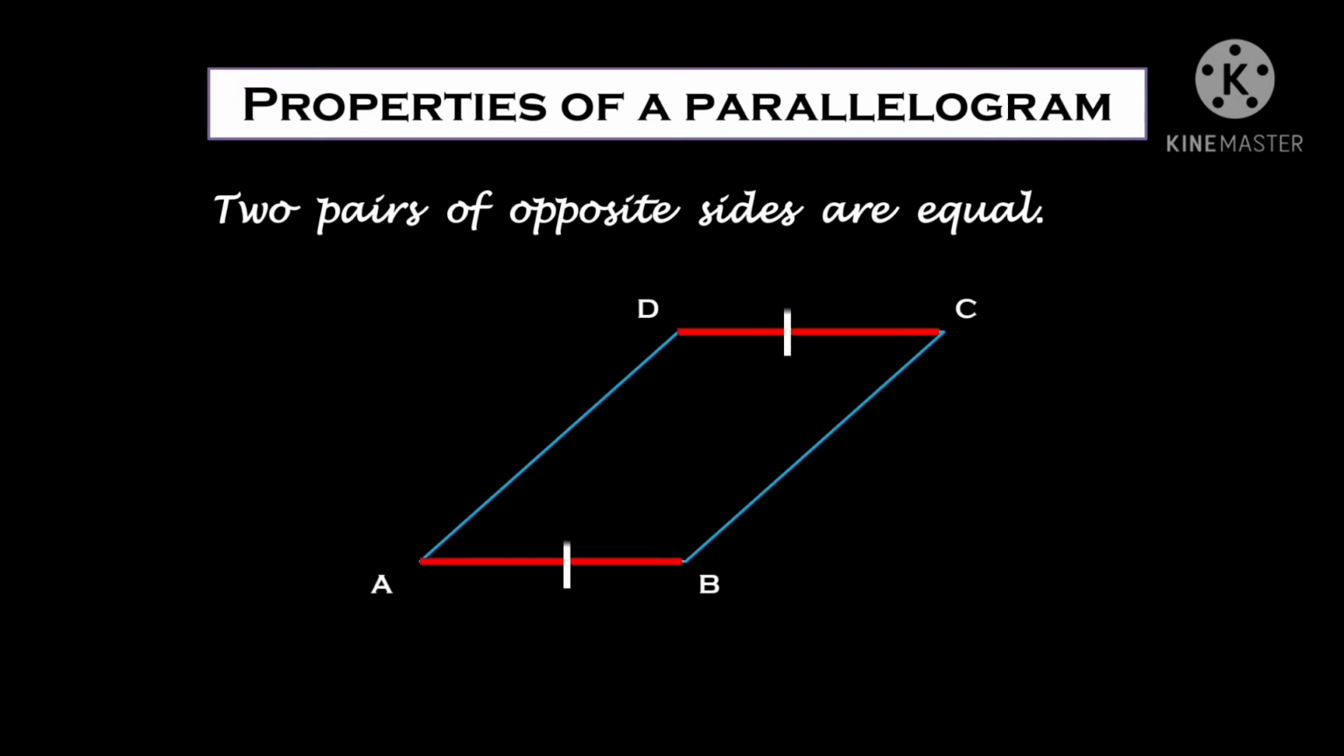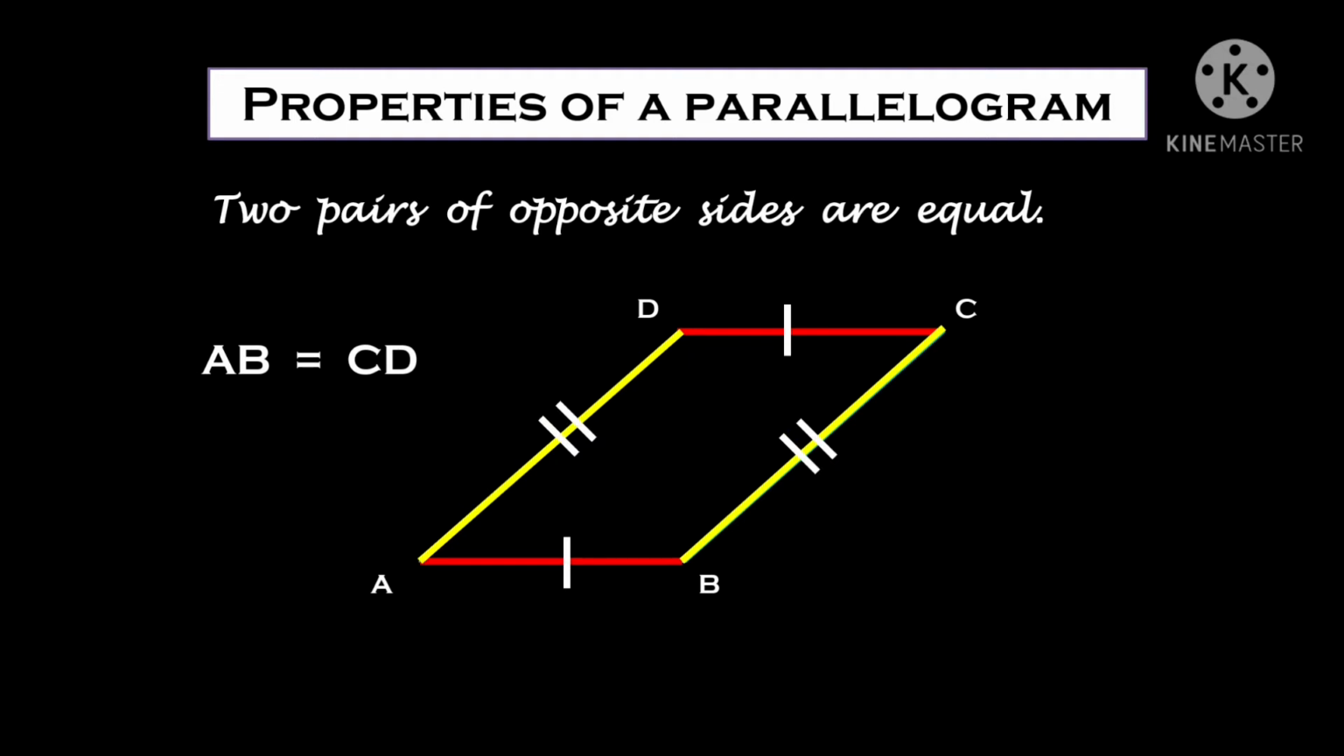Then we can say AB is equal to CD. Both are of equal length. That means if AB is 3 cm, CD will also be 3 cm. Similarly, the other pair BC and AD. If AD is 4 cm, BC is also 4 cm. So the opposite sides are equal in a parallelogram.